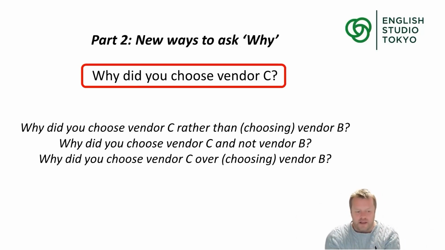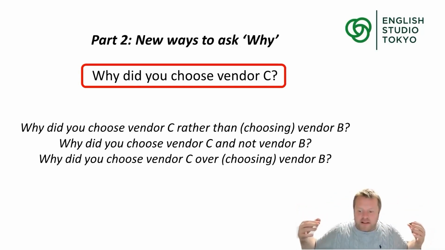Let's look at that question. If we ask this question in a business meeting, there's no real ambiguity about reason or purpose. This is absolutely reason. It's absolutely a question about not what we want to do, but what the background of this decision is, what the background of this choice is. So our goal is to remove that ambiguity. Hey, why did you choose vendor C rather than vendor B?